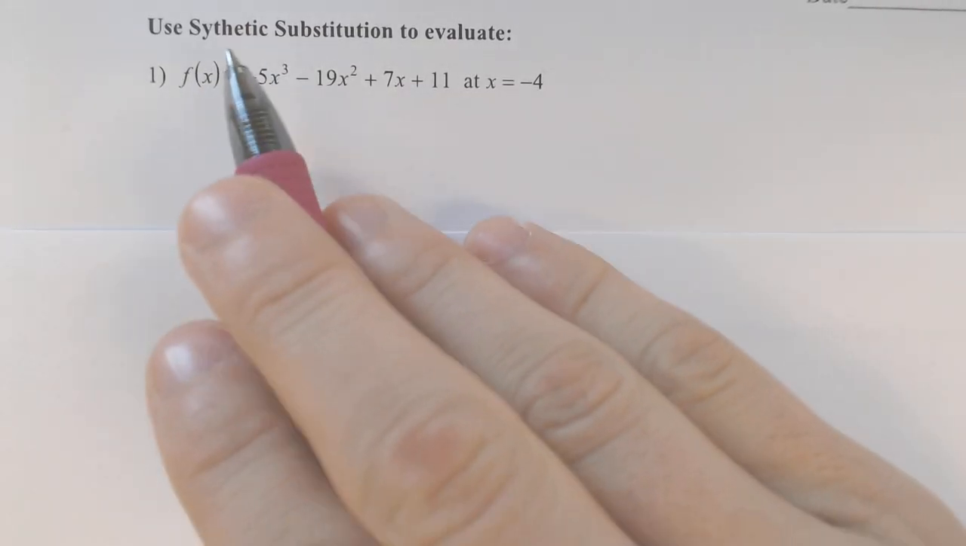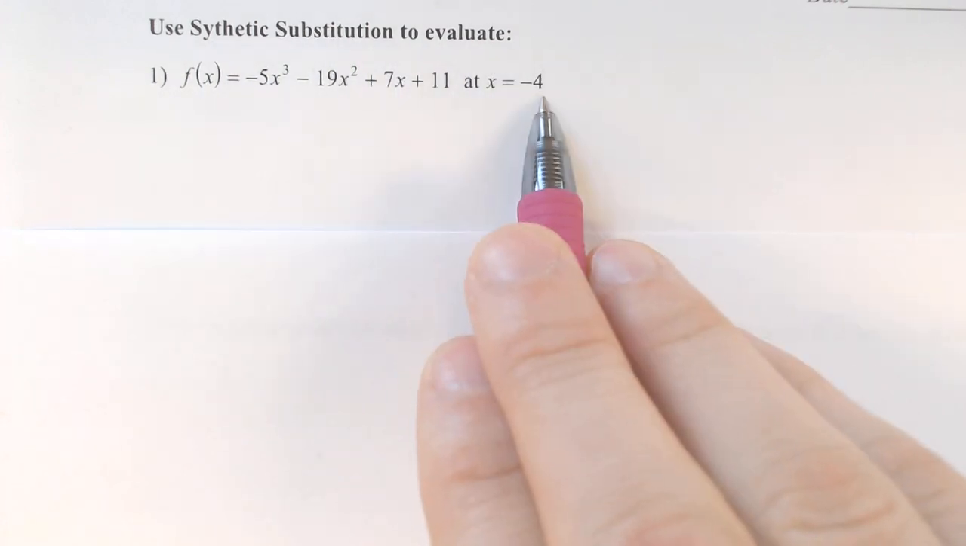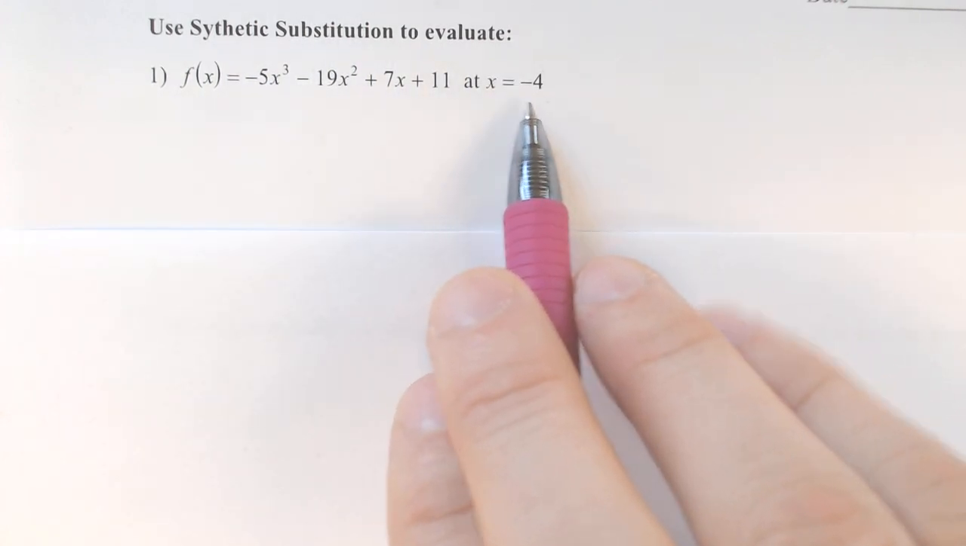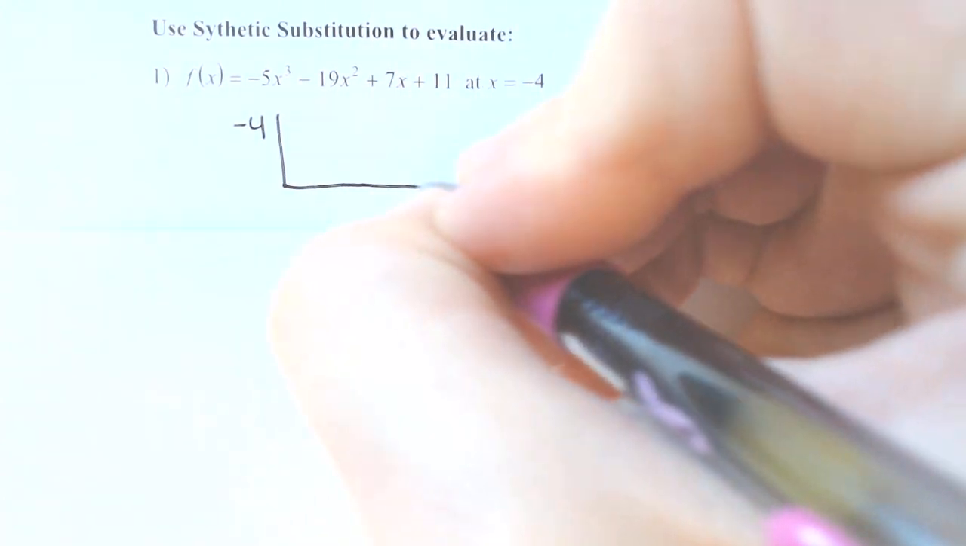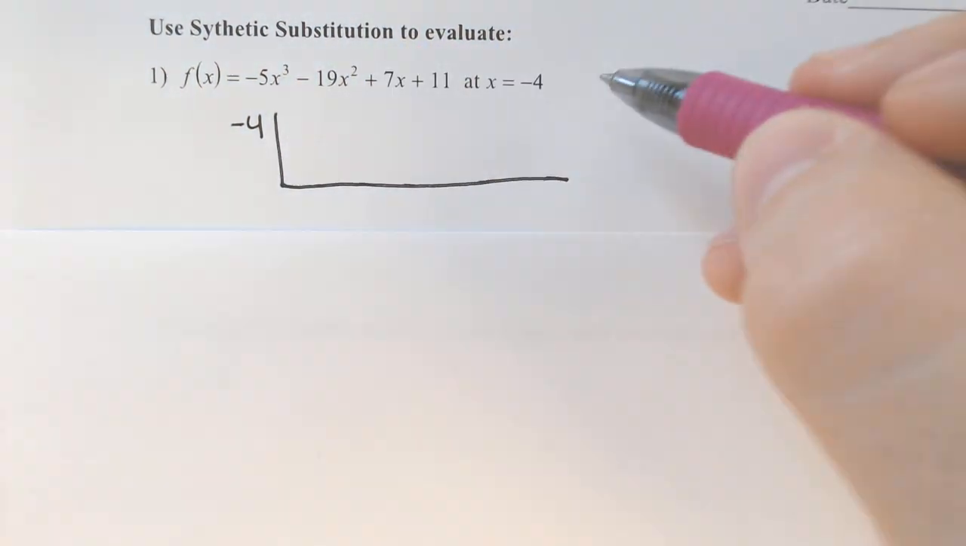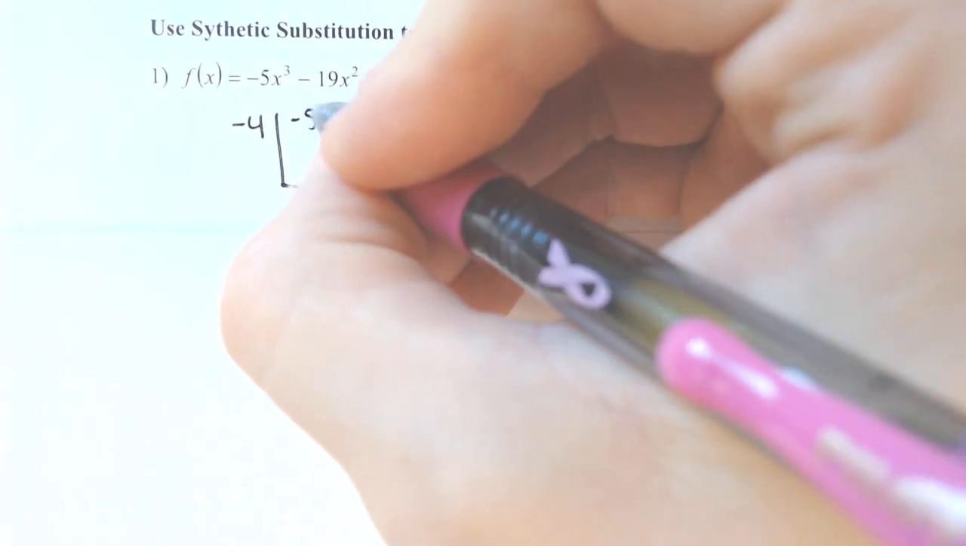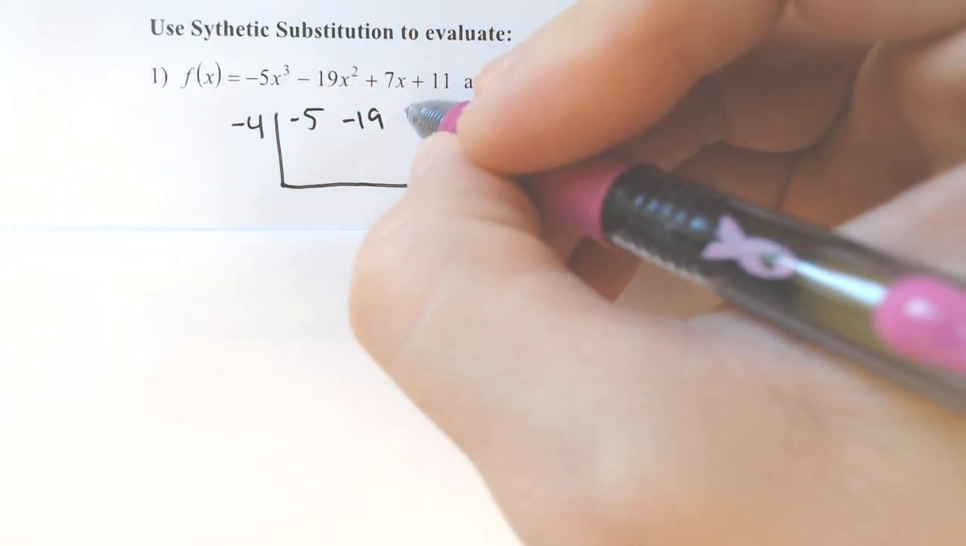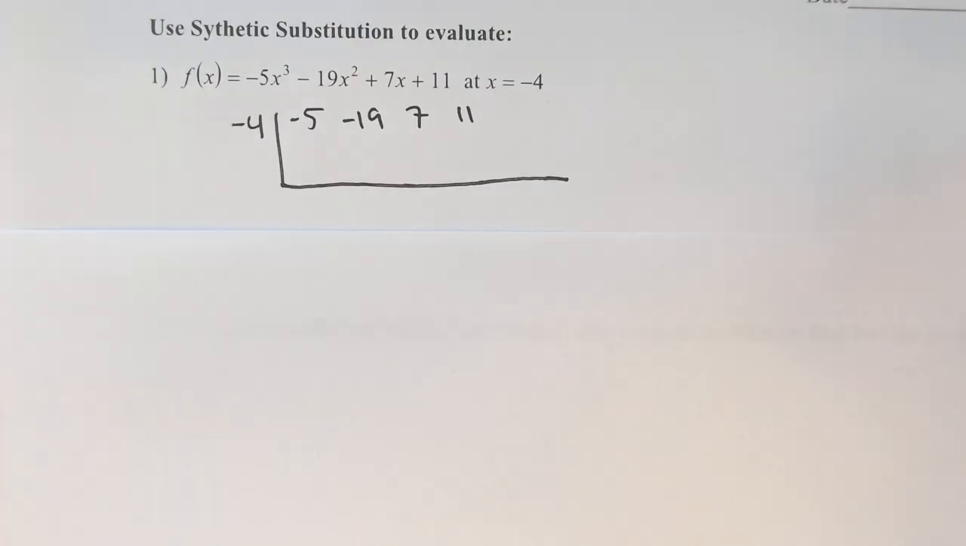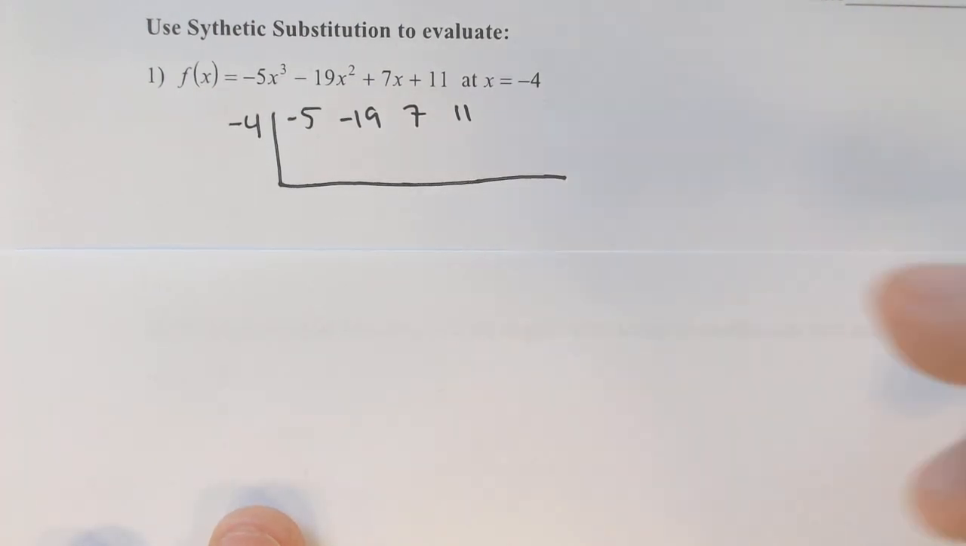So the first thing we have up on the menu is synthetic substitution when x is equal to -4. Synthetic substitution just means that you put the -4 on the outside. You do not change the sign of it. You take all of these numbers and put them here. If you're missing any terms, you need to make sure you include them.